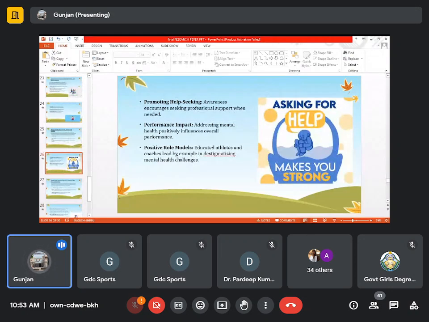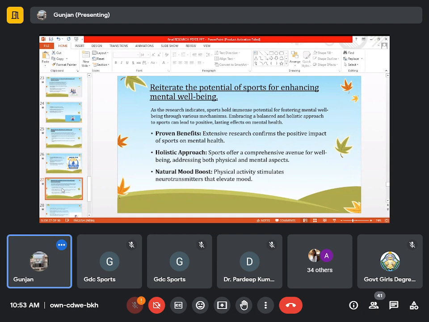Promoting help-seeking awareness, encouraging professional support when needed. Performance impact, positive role models. As the researcher indicates, sports hold immense potential for fostering mental well-being through various mechanisms. Embracing a balanced and holistic approach to sports can lead to positive, lasting effects on mental health.